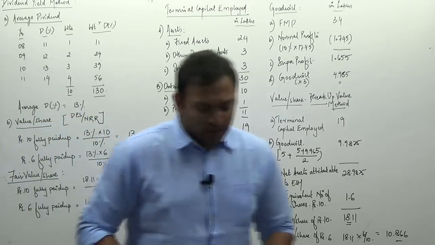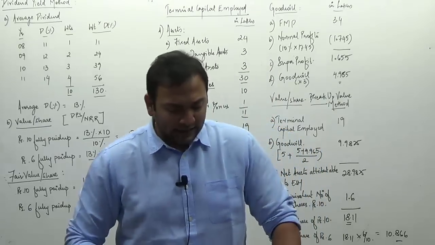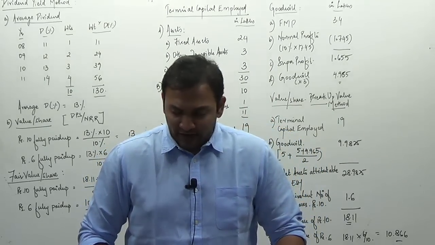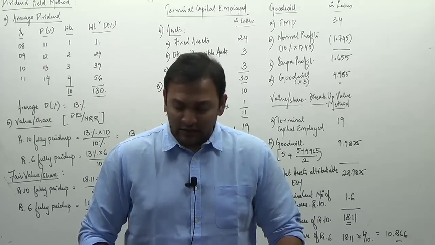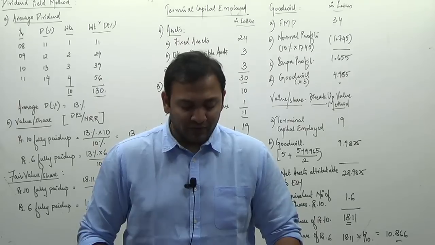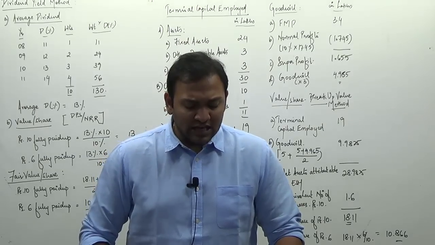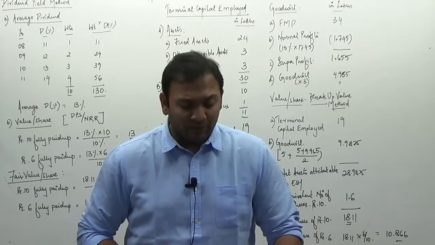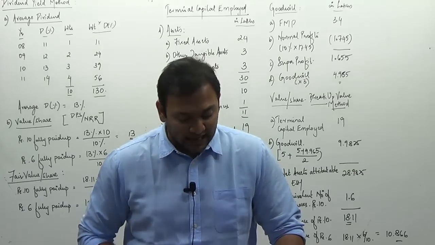Yes guys, go for the next one. Problem 18. The following is the balance sheet of N Limited as on 31st March 2012. I have 4 lakh shares of 10 rupees each fully paid up, 40 lakhs, and I have 13.5 preference shares of 100 rupees each, 20 lakhs.